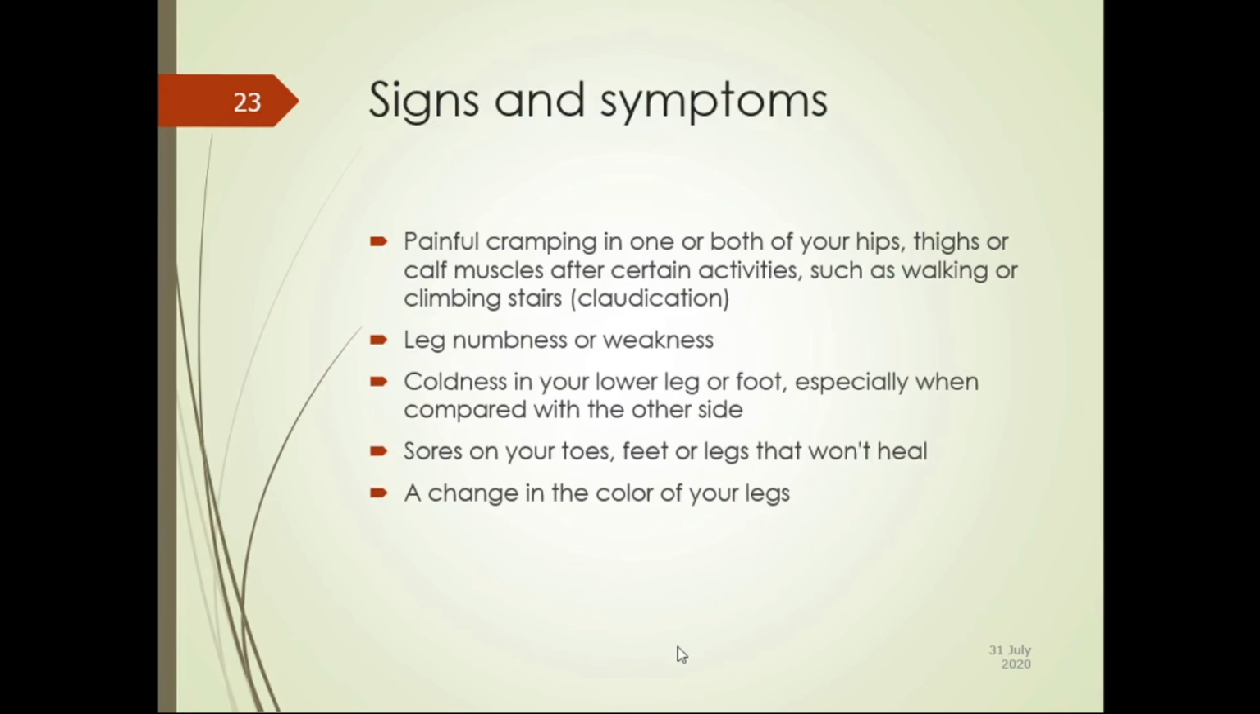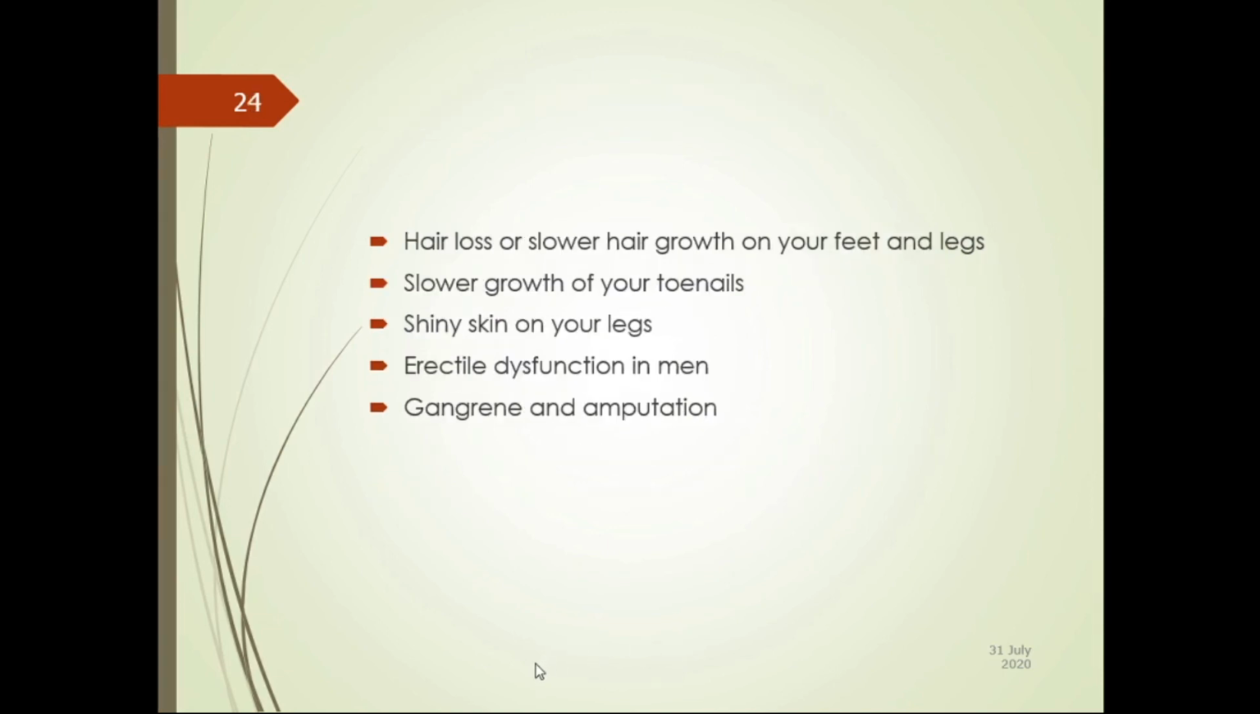So signs and symptoms, I think we've already talked about them, but one of the things is painful cramping of the muscles. It could be hip muscles, thigh muscles, calf muscles when walking or doing some exercise. Then leg numbness or weakness, coldness in the lower leg or feet, especially compared to the other side, sores on your feet, toes, legs that do not heal, a change in color of the legs. So all these are the things that you need to look for when you're examining these patients.